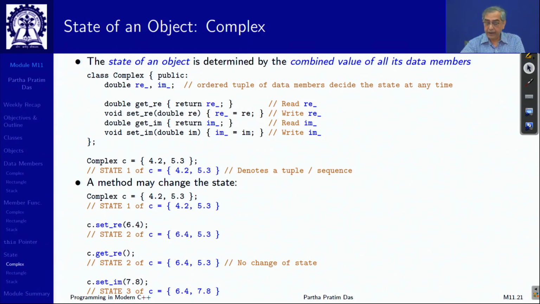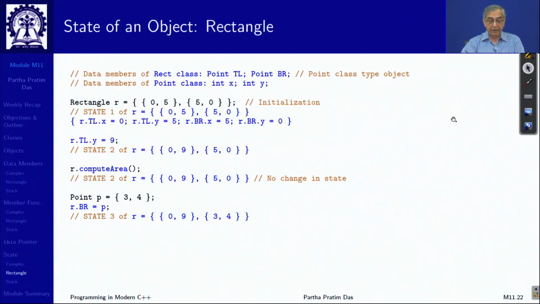So, if I talk about the double, there are two components. So your state is always a pair of double values, as it keeps on changing because of different member functions operating on them, or if these are public, somebody can come and access and directly change them.